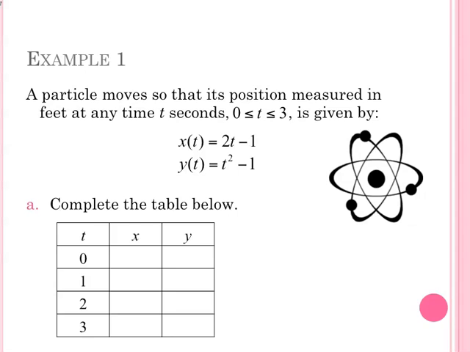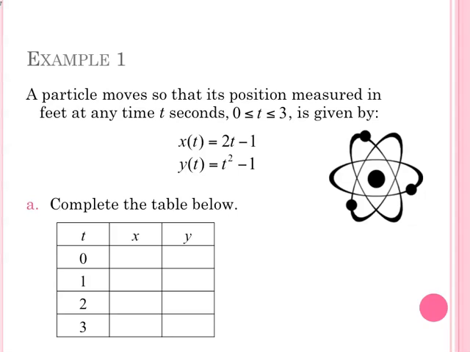So here we go. A particle moves so that its position measured in feet at any time t seconds, for t between 0 and 3 inclusive, is given by x of t equals 2t minus 1, y of t equals t squared minus 1. Okay, so part A, complete the table below. The t values are already given to you from 0 to 3, because that's what we're told.